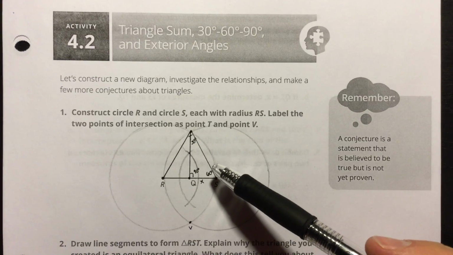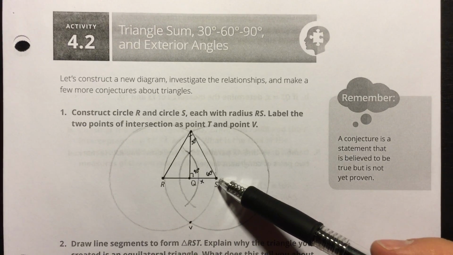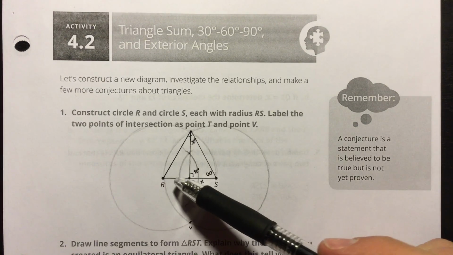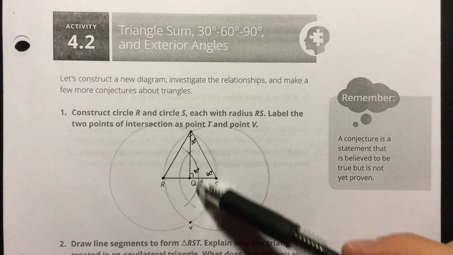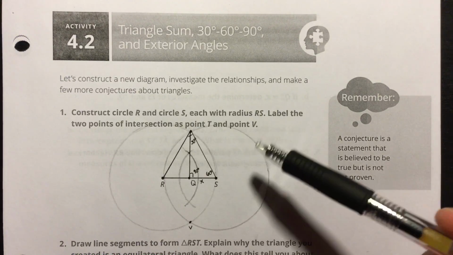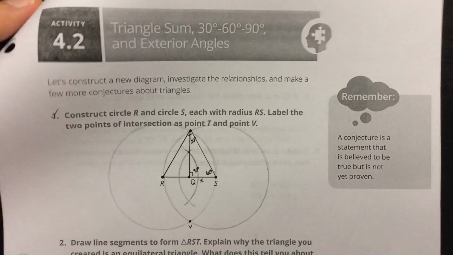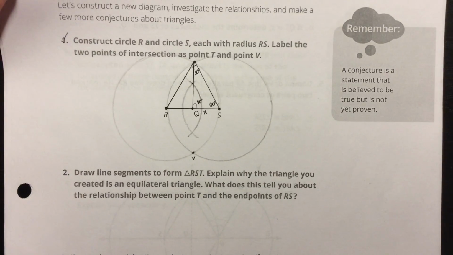Right here. So the first thing that you do is you put the point of your compass here on S and you draw the circle that goes around like this. And then you put the point of your compass on R and you draw the circle that goes around like that. So that's number 1, right? Sweet, construction done. So now 2 says draw line segments to form triangle RST.